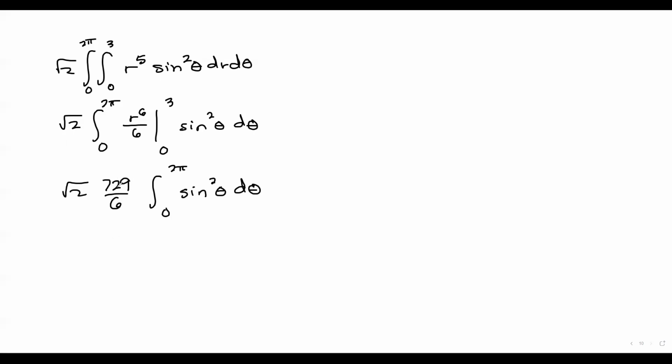So we should be able to simplify this. All right, so this was 243 times 3, and this is 2 times 3, so we should get a 243.